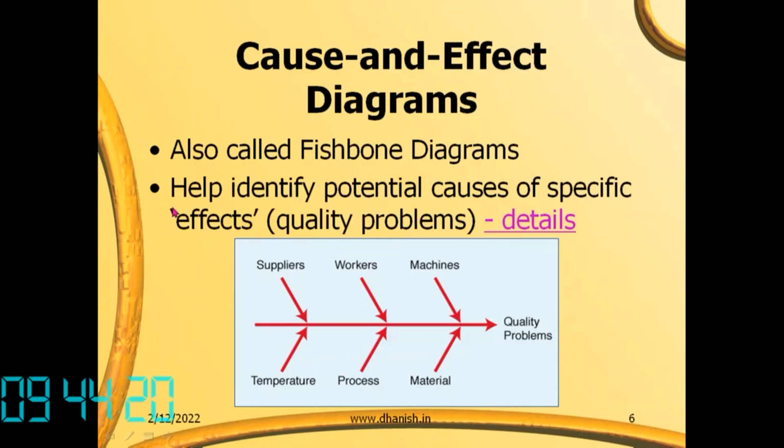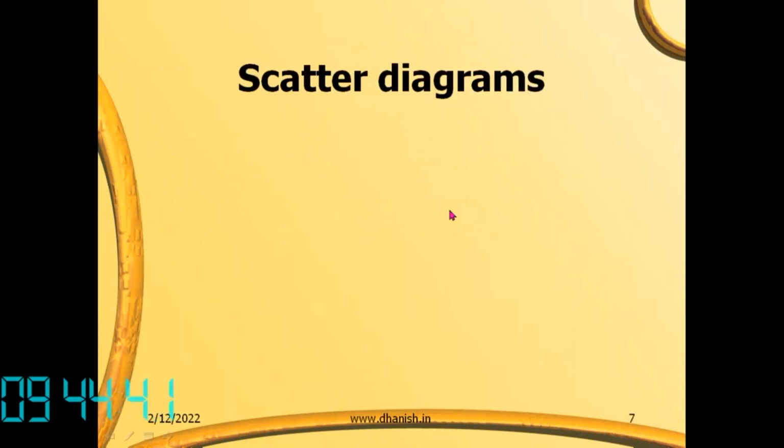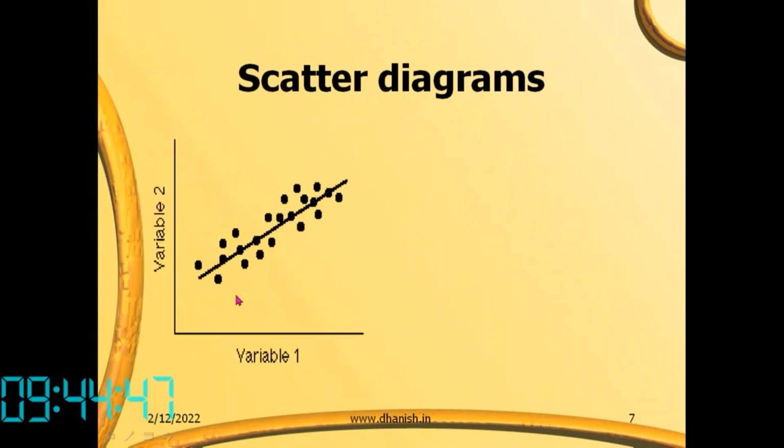So cause and effect diagrams help identify potential causes of quality problems. Now we are just on paper, just discussing what the possible causes are. These are potential causes of the problem. Finally, we have to verify whether they are really there or not. Then only can we go for improvement. So how do we verify? That is using a scatter diagram.